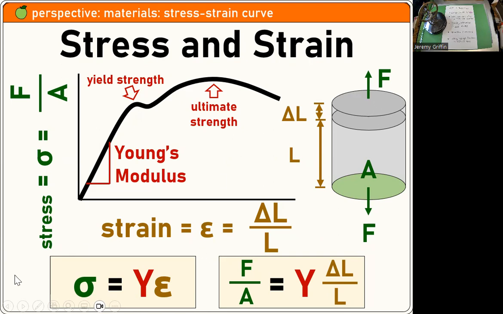Okay, you guys get that? Right. Here's stress as a function of strain. Here's Young's modulus. Here's the same thing, just broken apart a little bit.